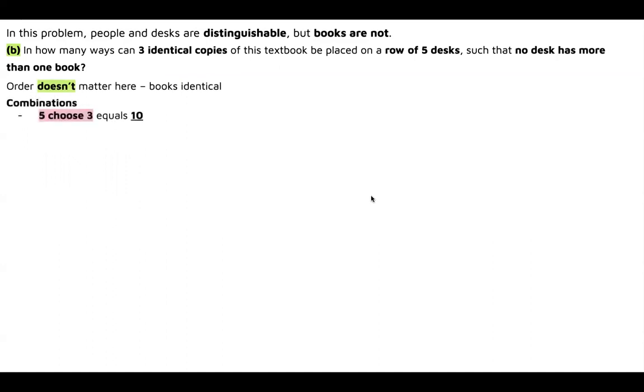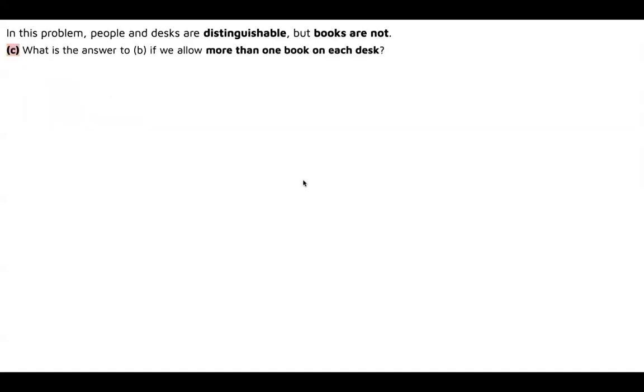Combinations means five desks, and we choose three of them for our copies of the book to be placed on. And as I said before, combinations means order does not matter. 5 choose 3, simple combination problem, so it's 10. This problem is, again, also easy like the first problem, but you just have to understand combinations and permutations, and you'll get this one. The last one is slightly harder.